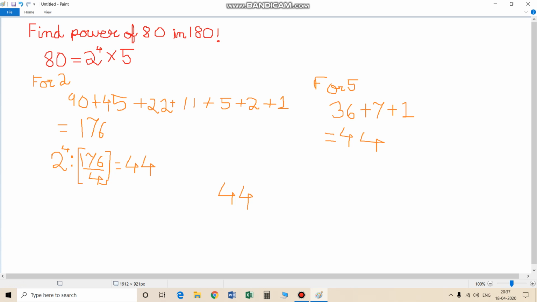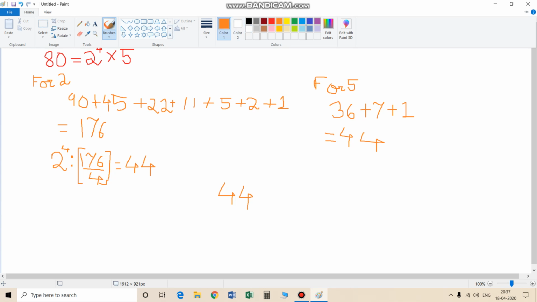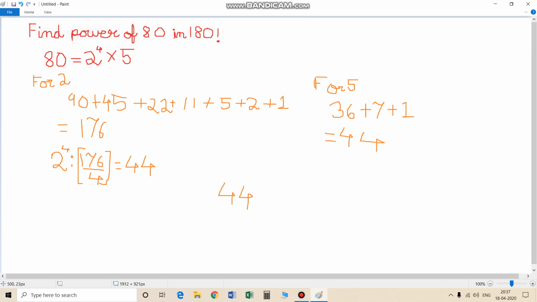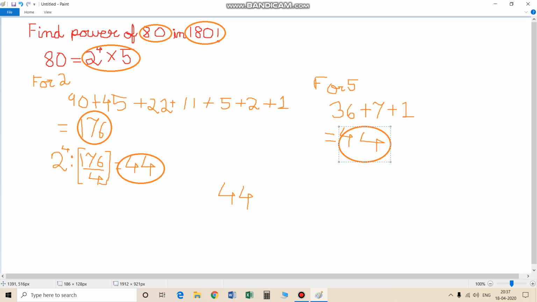Let's recapitulate how I have done that. First, we have to find the power of 80 in 180 factorial. 80 came to be 2 to the power 4 into 5. Then we used de Polignac's theorem for 2, which came to be equal to 176. Then for 2 to the power 4, I divided it by 4, it came to be 44. Then I used de Polignac's theorem with 5, which came to be again 44. Then comparing both the cases, the answer came to be 44.